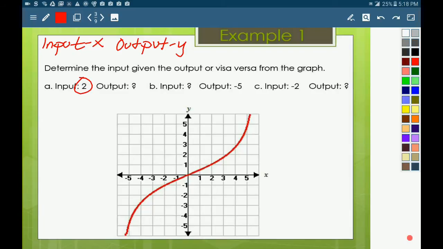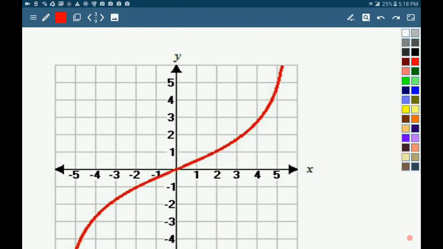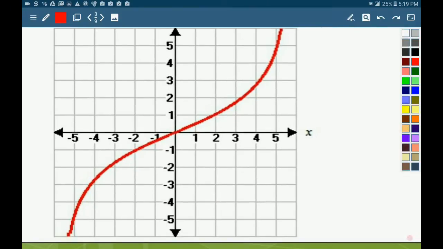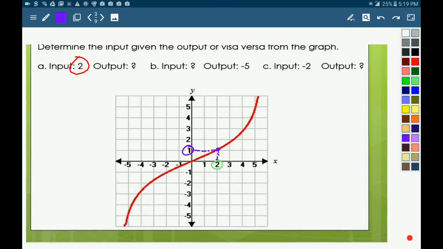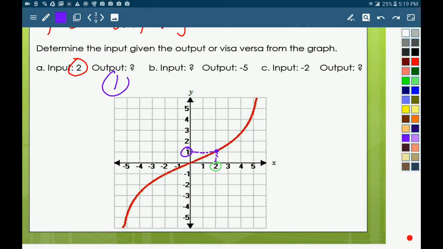So what this is saying is, when is x equal to 2? Okay, so let's look on the graph where x is equal to 2. Here's 2 on the x-axis. Then use the graph, travel your eyes up to the actual graph where it lands on the line, and then see what the y value is going to be, because that's going to be the output. So when the input is 2, the output is going to be 1.